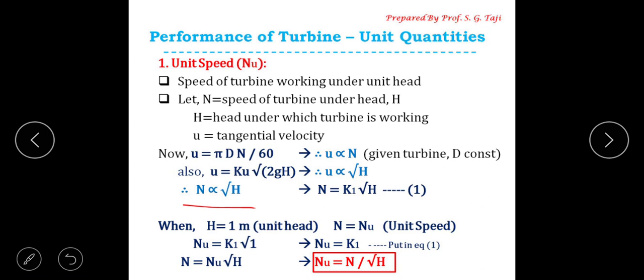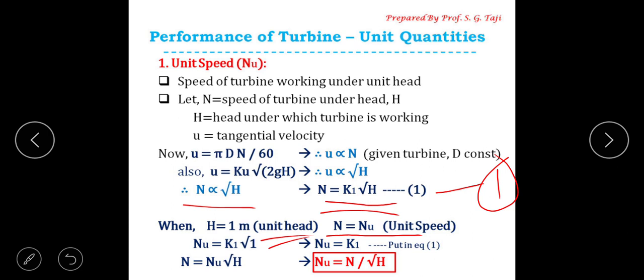Therefore, N is equal to K1 into root H, where K1 is the constant of proportionality and Ku is the speed ratio. Let us call this equation 1. When H is equal to 1 meter, that is unit head, N is equal to Nu, that is unit speed. As we did in case of specific speed, when the turbine is working under unit head and produces a power of 1 kilowatt, the speed N is considered as specific speed. In the same way, when the turbine is working under a head of 1 meter, the speed will be considered as unit speed, denoted by Nu.